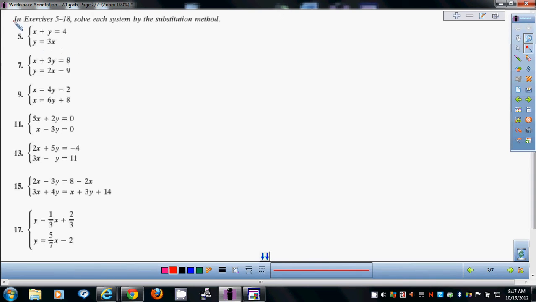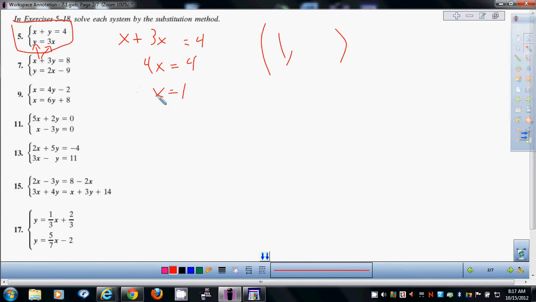Now, substitution method. We're going to look at number 5. If you can solve for one of the variables, here, y equals 3x, you're going to substitute that, hence the name, into the other equation. So that's x plus y, y equals 3x. So I'm going to plug in 3x. I plug this in for that y. That's 4x equals 4. Divide by the 4. x equals 1.